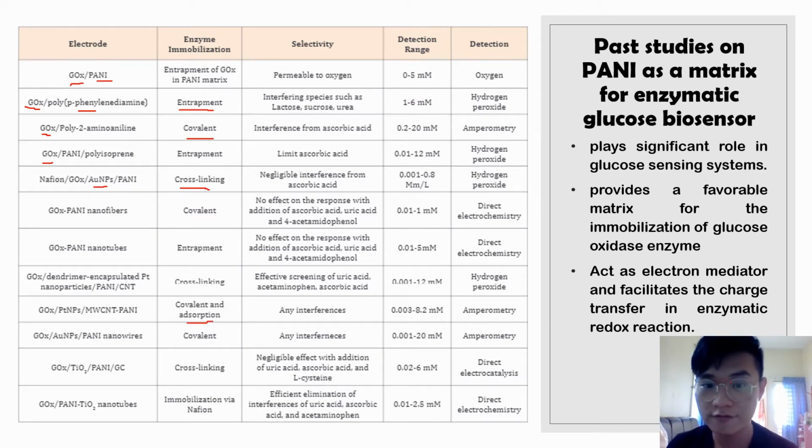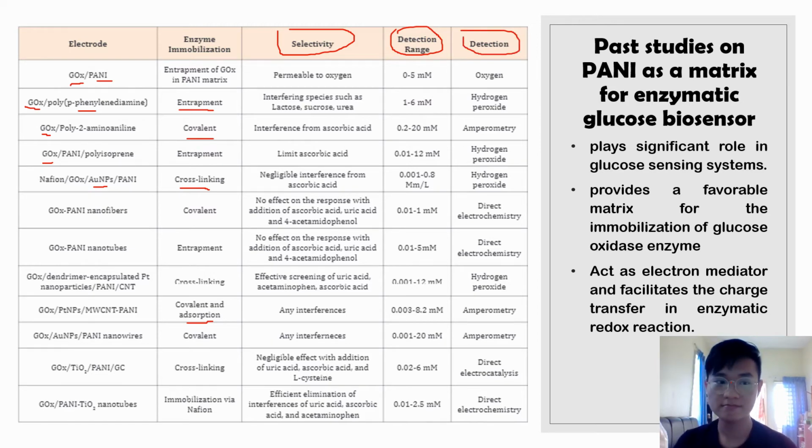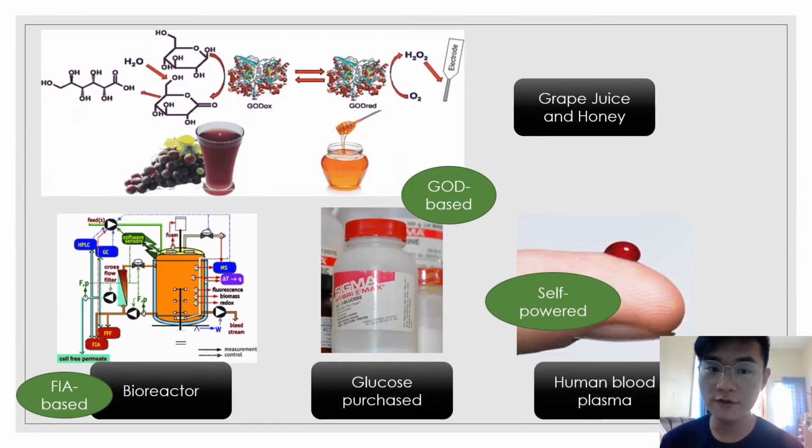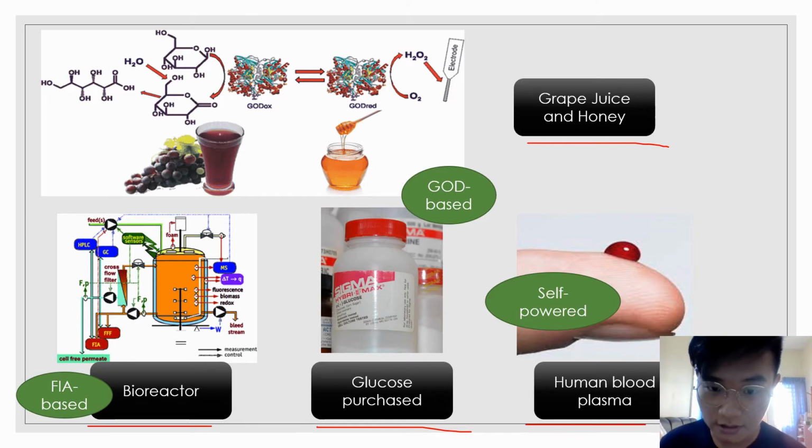For different kinds of these methods, we can see that there are differences in selectivity, detection range, and detection. I also read a few articles on past studies on glucose biosensors. As you can see, all these dark boxes are the glucose sources for the glucose concentration determination. In all these articles, the researchers used different methods, materials, and conditions to conduct their experiments. In this slide, I will only talk about what type of glucose biosensor they used for their experiment.